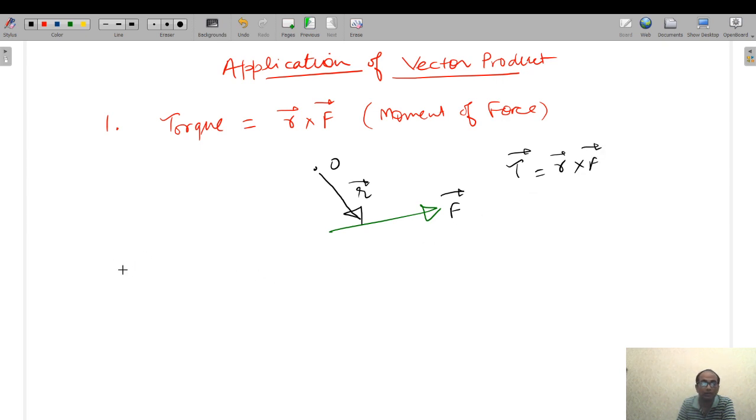Similarly, the angular momentum and angular velocity, angular acceleration, there are so many physical quantities which are vectors, and they are calculated using this vector product formula. So the vector product is very important in physics. It helps you a lot in finding all these physical quantities, right?